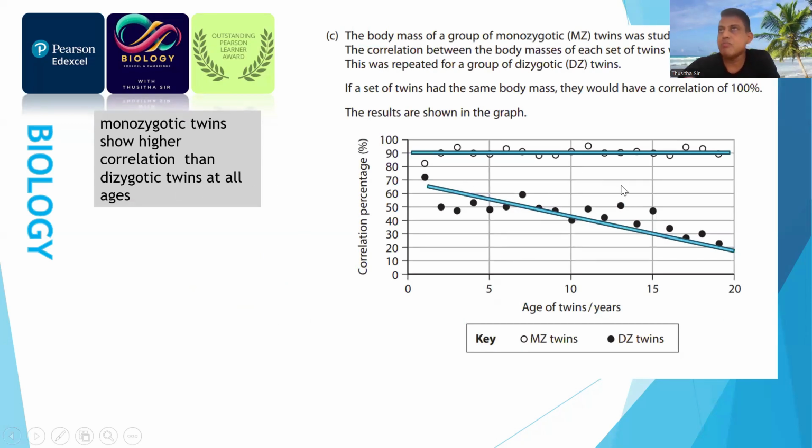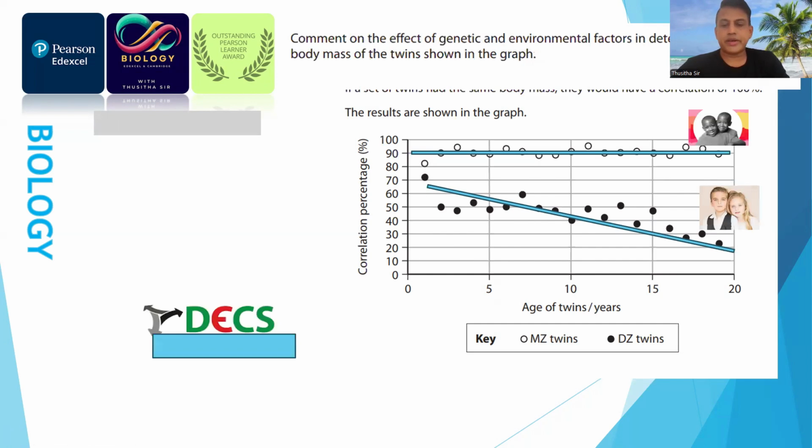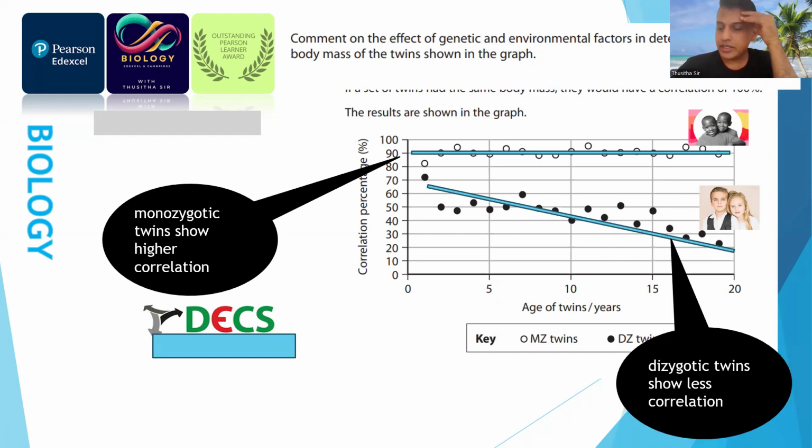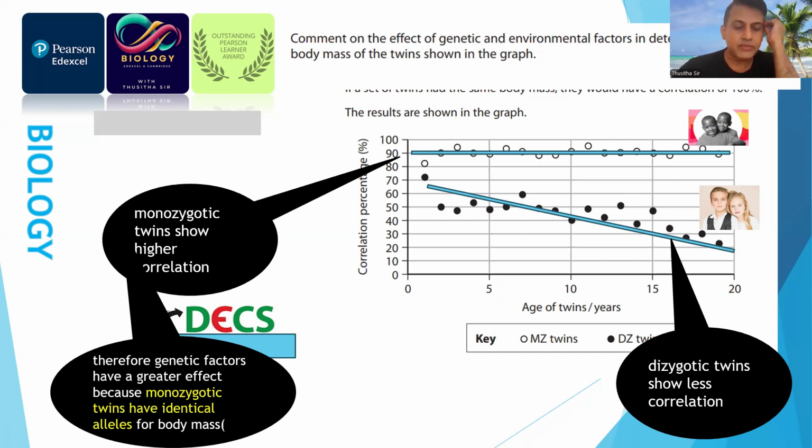So we compare, right? That's the C part, the compare and contrast. We're going to say there is a higher correlation of monozygotic twins, right? Monozygotic twins show higher correlation than dizygotic. Dizygotic twins show less correlation. Therefore, genetic factors have a greater effect. So this is E now.